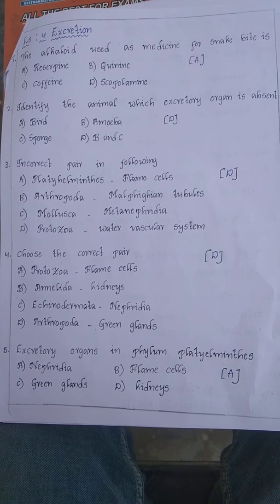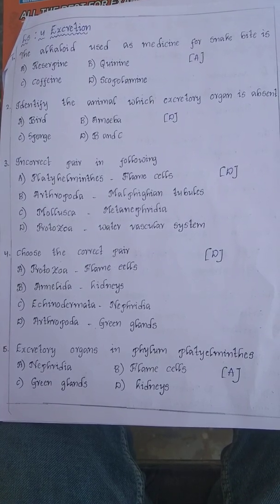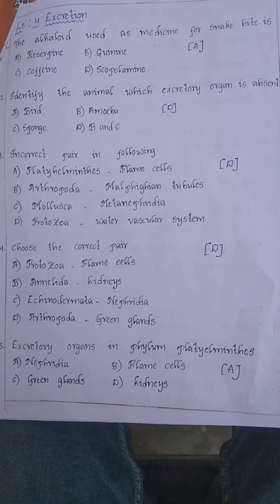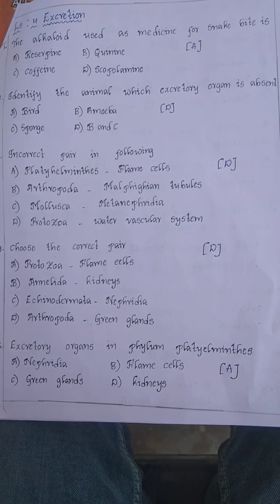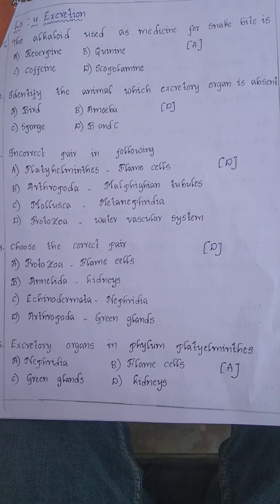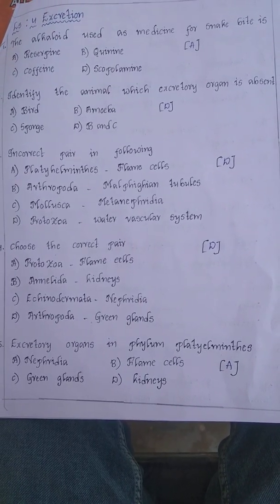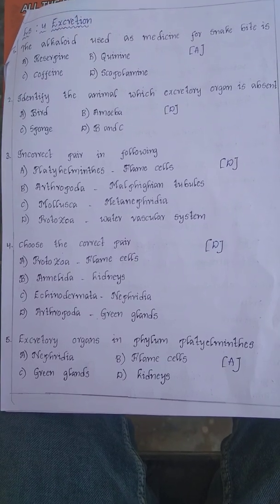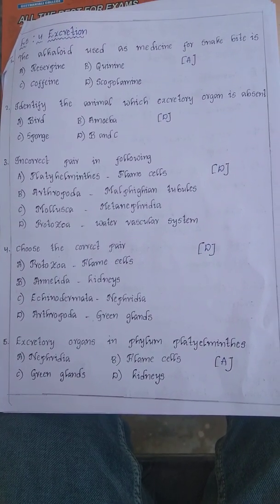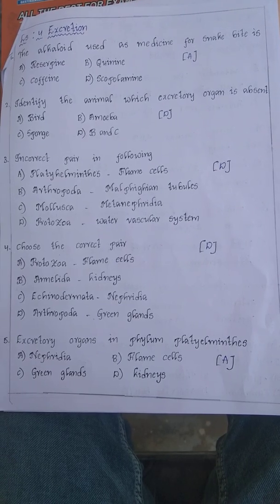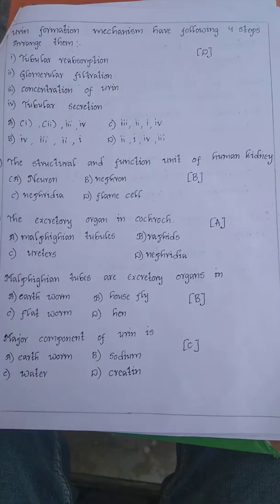Choose the correct pair. Protozoa, flame cells; Annelida, Hydra; Echinodermata, Nephridia; Arthropoda, green glands. So option D is the correct pair. Excretory organs in phylum Platyhelminthes is flame cells, right?